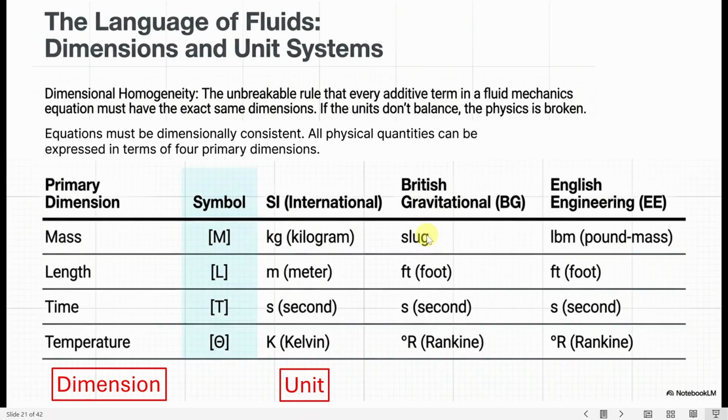There's one concept that you need to understand, that is dimensional homogeneity. As I said, we know that you cannot mix apples and oranges, right? But in engineering, all equations must be dimensionally homogeneous. It means that in one equation the dimensions need to be the same.